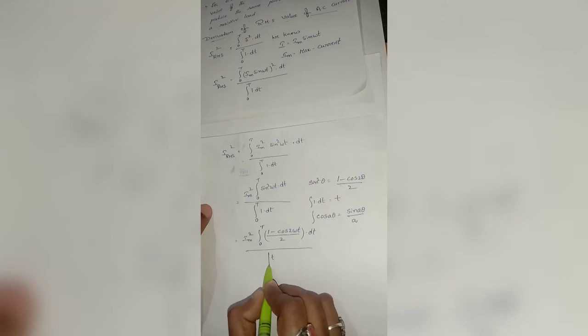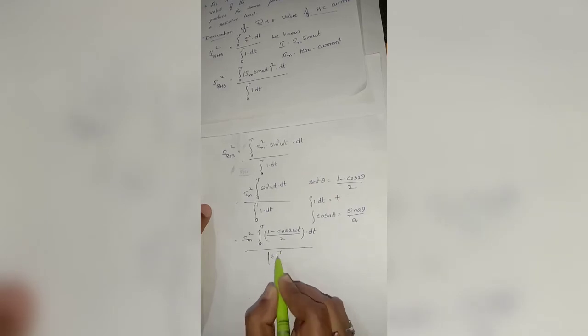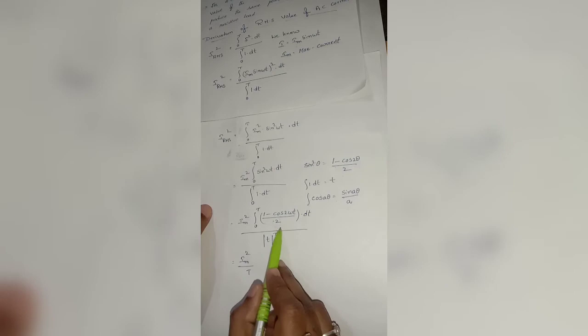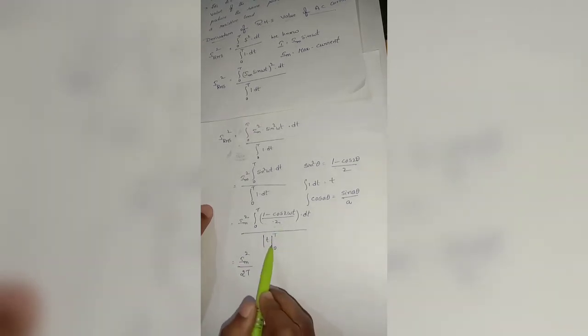t with limits 0 to capital T. When you substitute limits, upper limit minus lower limit, T minus 0 becomes T. So I am directly writing Im square by T. Here 2 is common, so Im square by 2T.